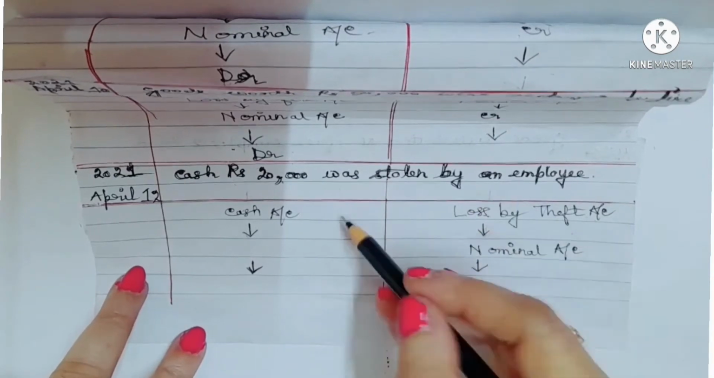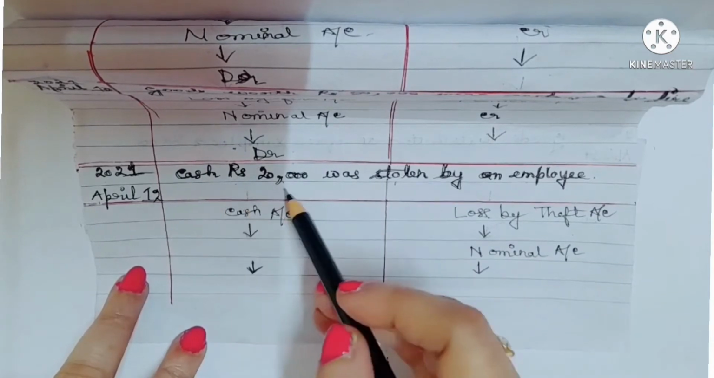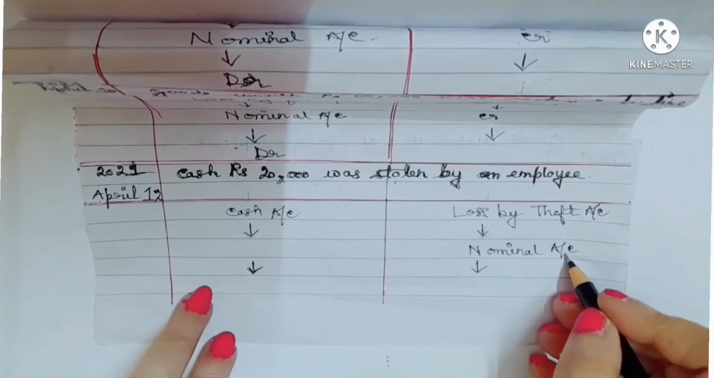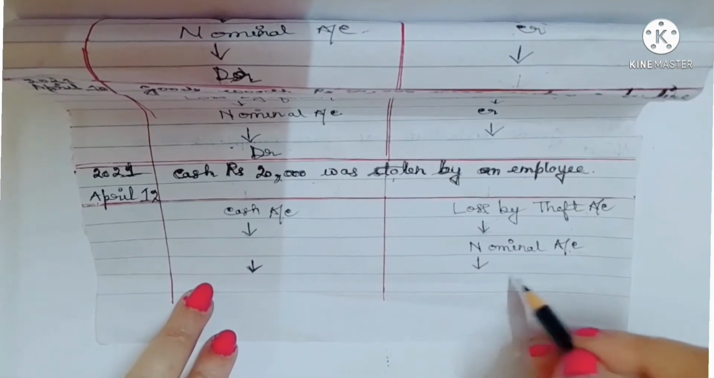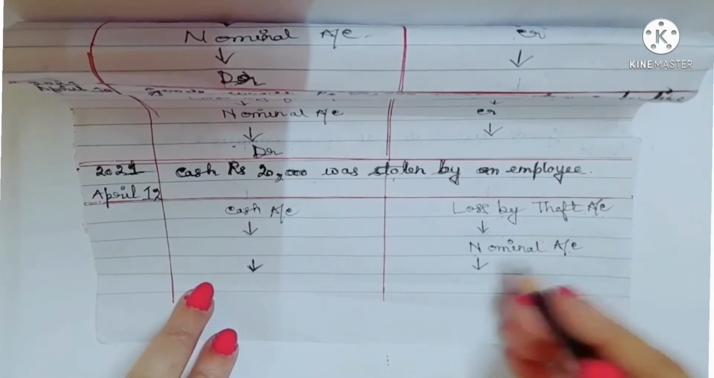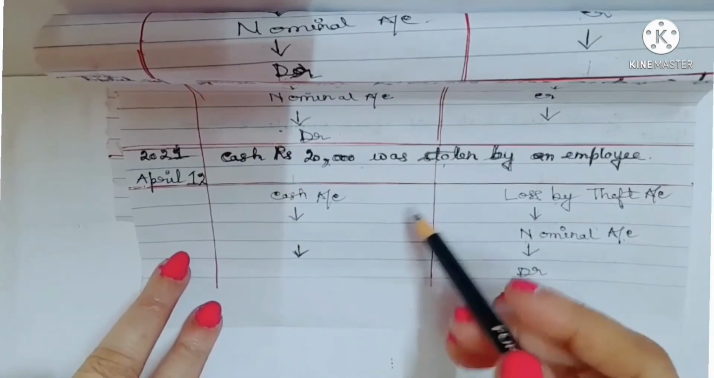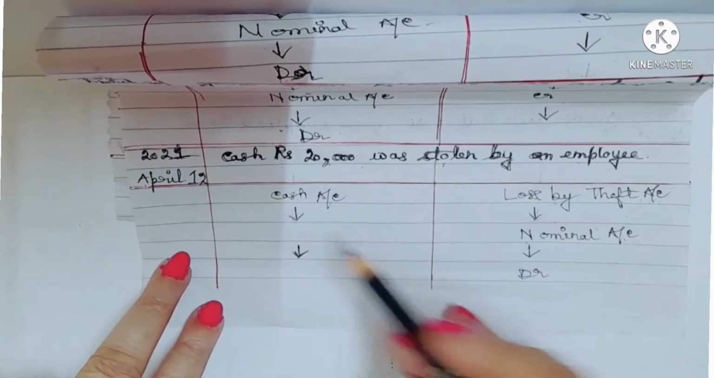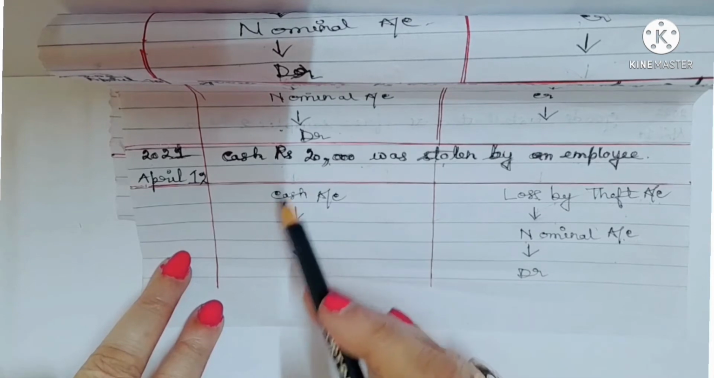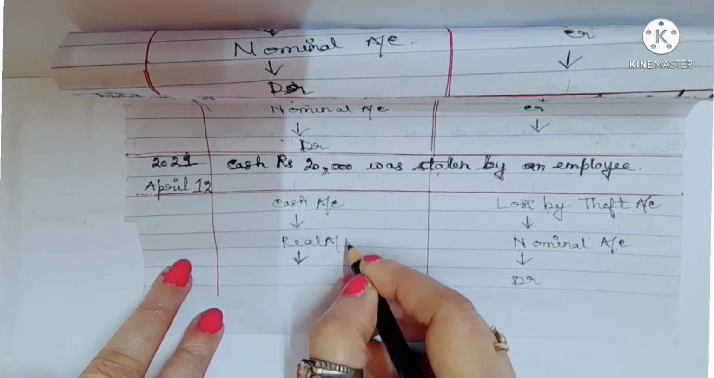When an employee steals money worth rupees 20,000, it's a loss for the business. According to the nominal account, all losses and expenses are debited. So loss by theft account should be debited. When the employee steals cash, cash goes out from the business. According to real account, what goes out is credit. Cash falls under real account.